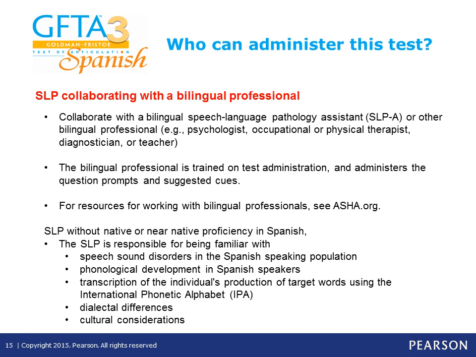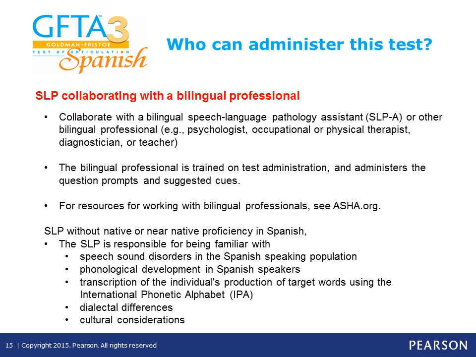Additionally, an SLP that does not have native or near native proficiency in Spanish can collaborate with a bilingual professional, such as a speech-language pathology assistant or other bilingual professional like a school psychologist, an occupational or physical therapist, a diagnostician, or a teacher. This bilingual professional must also be trained on test administration and administer the question prompts and suggested cues only.